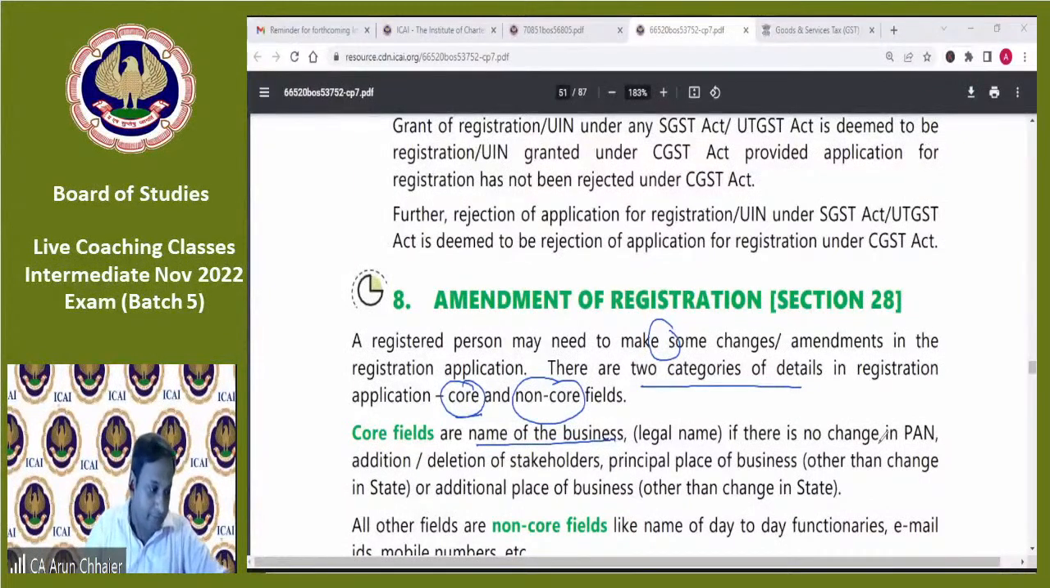Aggregate turnover per annum. Sakti, refer to section 2, clause 6. Aggregate turnover PAN India on annual basis. So there are two types of the amendment. One is a core field and one is non-core field. But coming to the core field, name of the business if there is no change in the PAN. Why are they writing if there is no change in the PAN? My dear friend, if the PAN number is changed, you have to surrender the existing number and take the new registration.